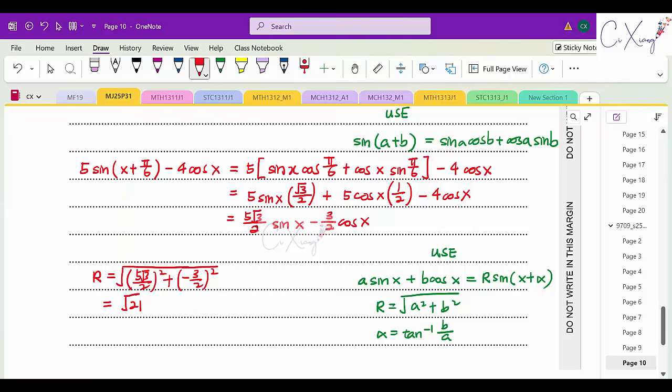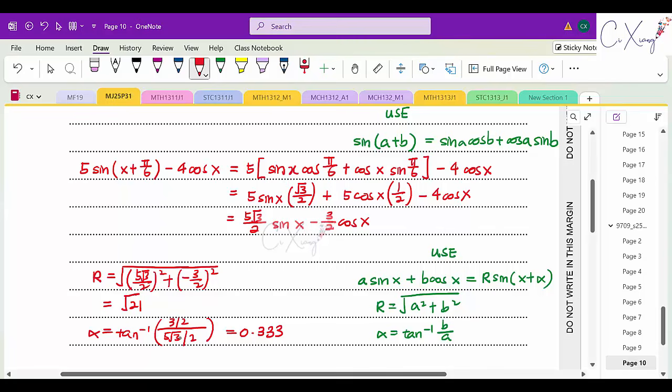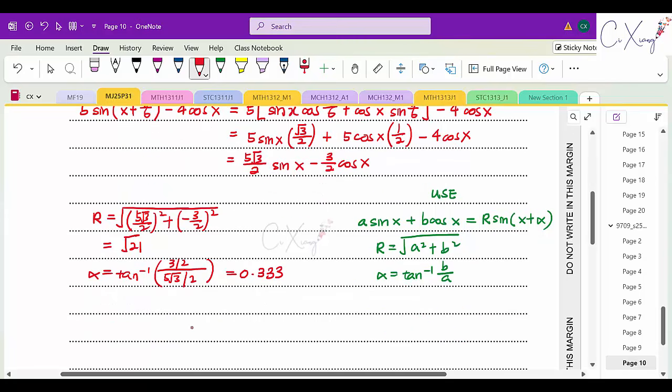Alright, then how about the alpha? So like what I told you, alpha is tangent inverse b over a. Without using the negative, yeah, so 5 minus 3 over 2. Okay, then if you want to make your answer into 3 significant figures, the answer that you get should be 0.333. Right, so we successfully get the value of the r and also the alpha, then let us compare.